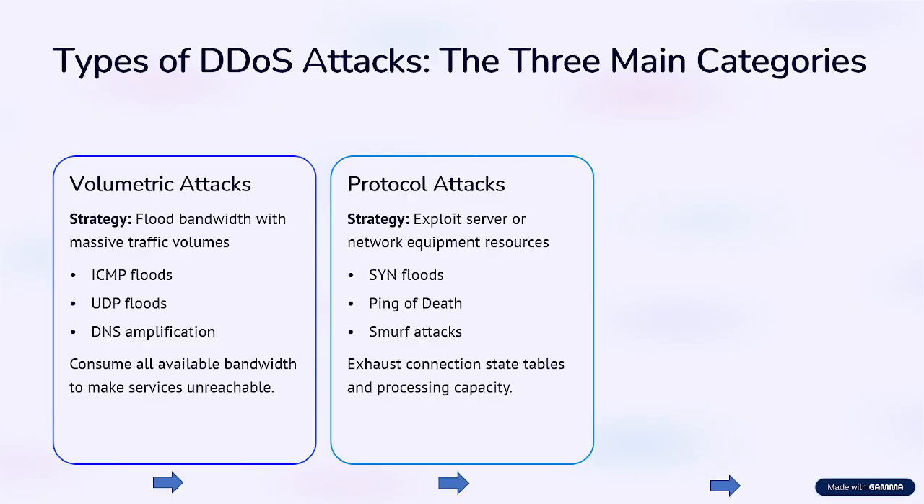These attacks exploit server or network equipment resources rather than just bandwidth. They target the connection state tables of network infrastructure like firewalls and load balancers. SYN floods, ping of death, and Smurf attacks are classic examples. These attacks aim to exhaust connection state tables and processing capacity, causing devices to crash or become unresponsive.